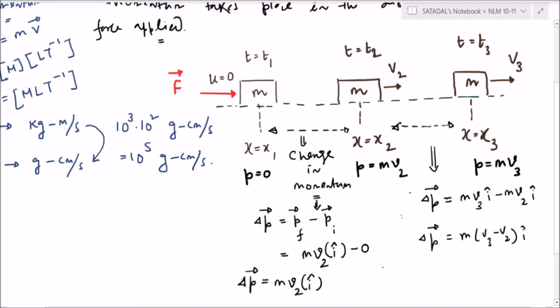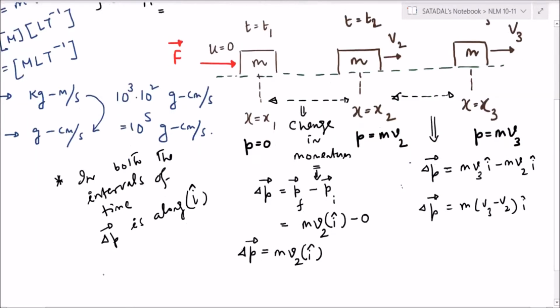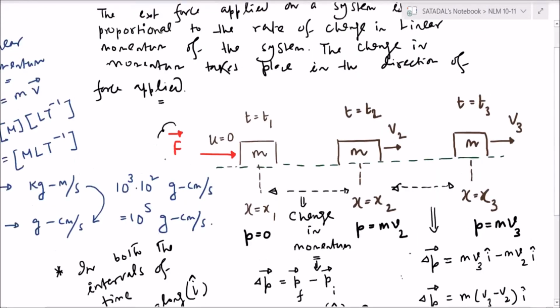On both the occasions, see, I will write, in both the intervals of time, delta p vector is along i cap. Correct? So as the F vector, if you check the direction of the force was also along i cap only, no?